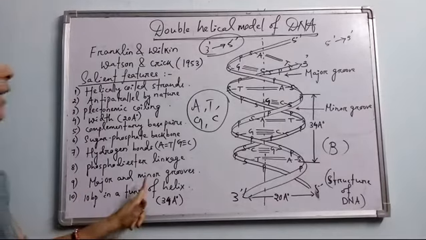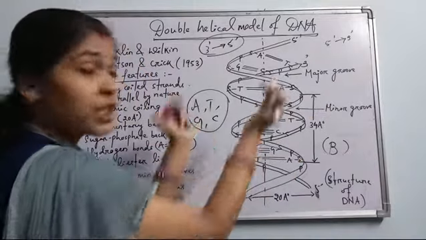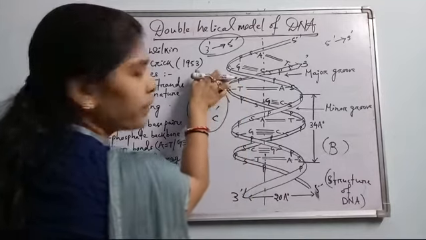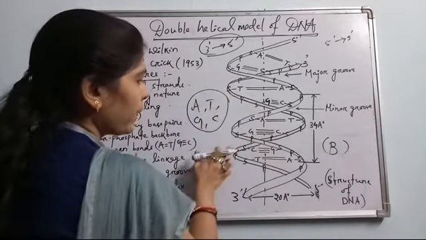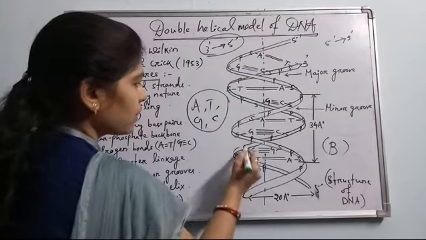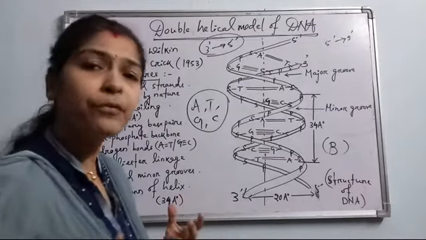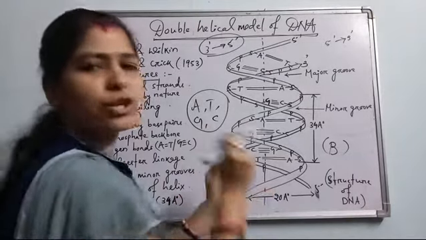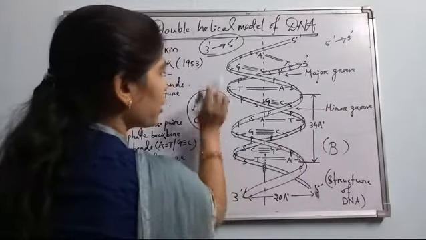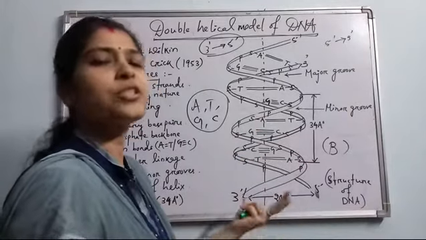Then about the major and minor grooves. These major and minor grooves are present alternately. Here this is a minor groove, a very shallow groove, and this is a major, very deep groove. Again a shallow groove, again a major groove. So minor, major, minor, major, and here also major, minor, major, minor. Alternately, major and minor grooves are formed automatically during the stabilization of the structure. Likewise, major and minor grooves are present in the structure of DNA to make the structure stabilized.